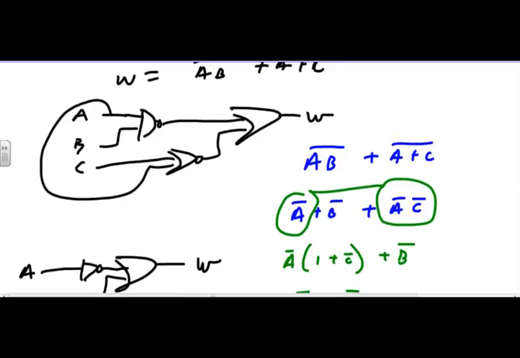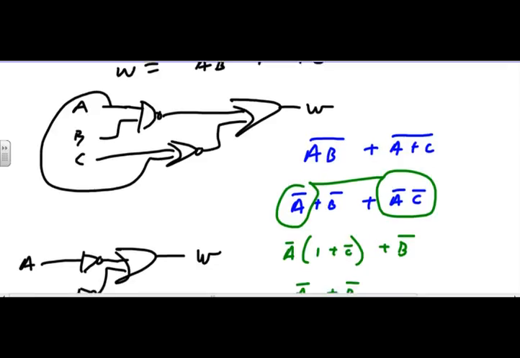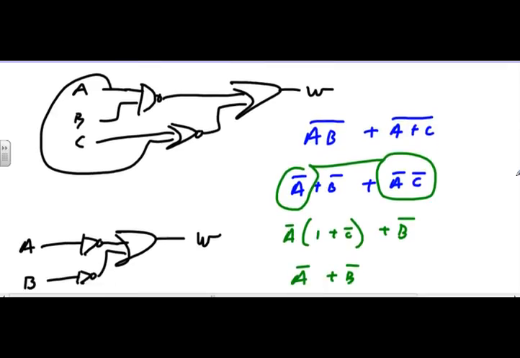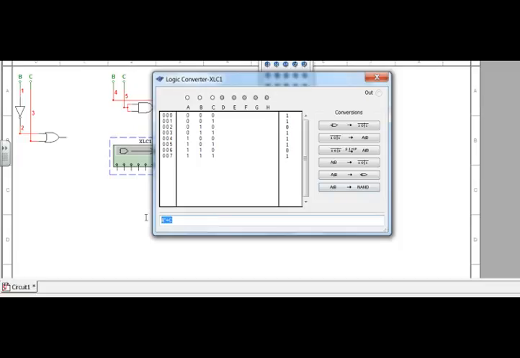Okay, let's look at both of them together. So we go back to Multisim, and we can remember what it is because it's right there. So parentheses, A, B, close parentheses, knotted, or parentheses, A or C, parentheses, knotted. Okay, do I got it right?